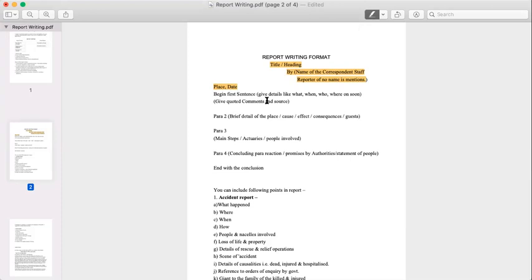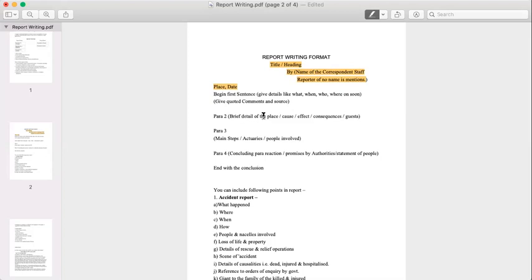The first sentence of the paragraph gives details like what, when, who, where, and so on, which means what the report was for, when the event occurred, who was the main participant of the event, and where did it occur.